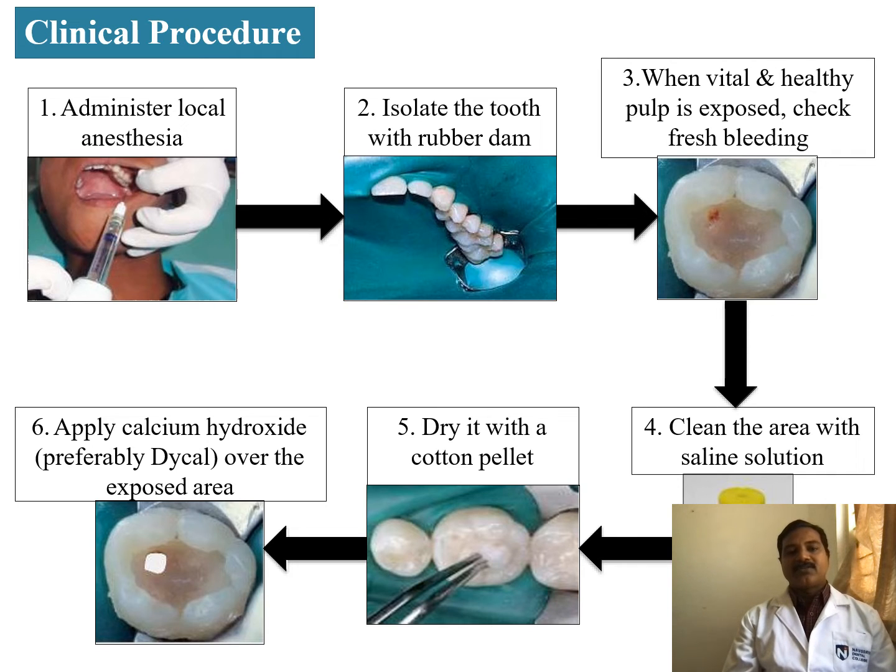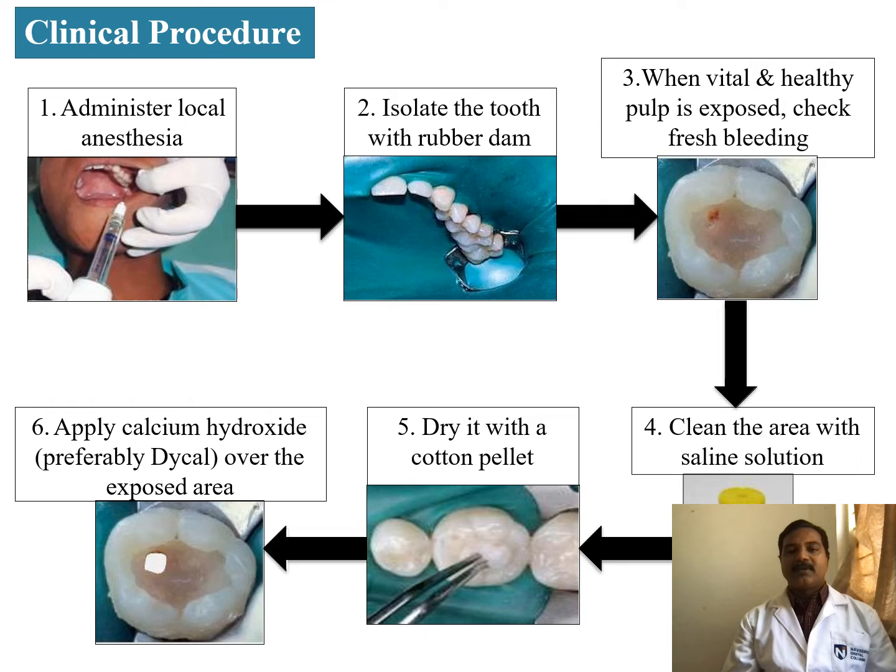Either you first administer local anesthesia and then isolate under a rubber dam. Even if you are not using a rubber dam, and during cavity preparation there is an exposure, you have to isolate it with cotton rolls immediately. That is the first thing you are supposed to do. You isolate the cavity immediately, and see that there is no salivary contamination. As you all know, there are millions of bacteria present in the saliva, so you have to protect the cavity from salivary contamination.